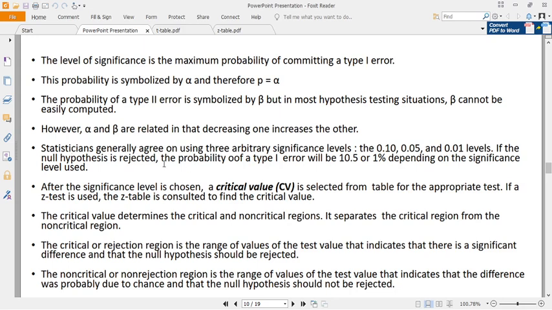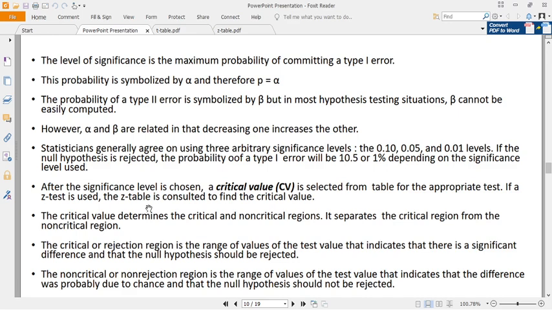So statisticians generally agree on using arbitrary significance levels. These are the error levels. For 90%, the error level will be 0.1. For 95%, it will be 0.05, and for 99%, it will be 0.01. So if the null hypothesis is rejected, the probability of a type 1 error will be either 10%, 5%, or 1%, depending on the significance level used.